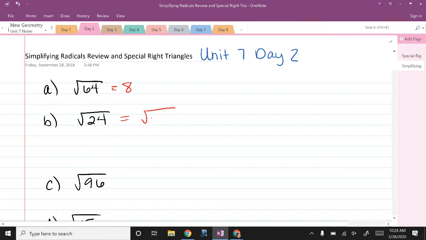So the square root of 6 times 4. I need to regulate it. I like to put the perfect square in the front. So the square root of 24 is the same thing as the square root of 4 times 6.